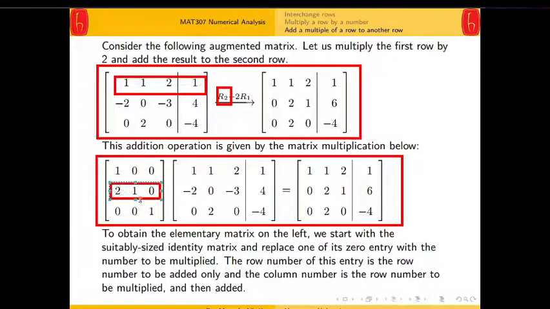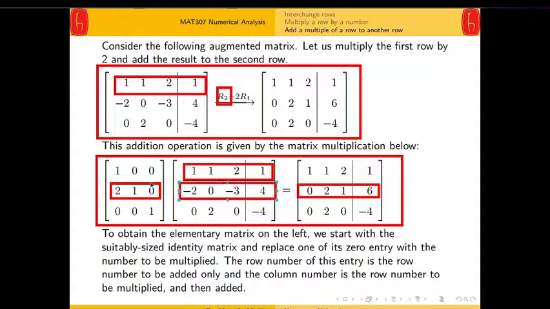So if you multiply this row by the matrix here, that means we are multiplying the entries on the first row 2 times, and so on. And we add the result to the second row. Okay, because we have 1 times that second row and 2 times this row will be written to the second row. Okay, so this is what we really get.